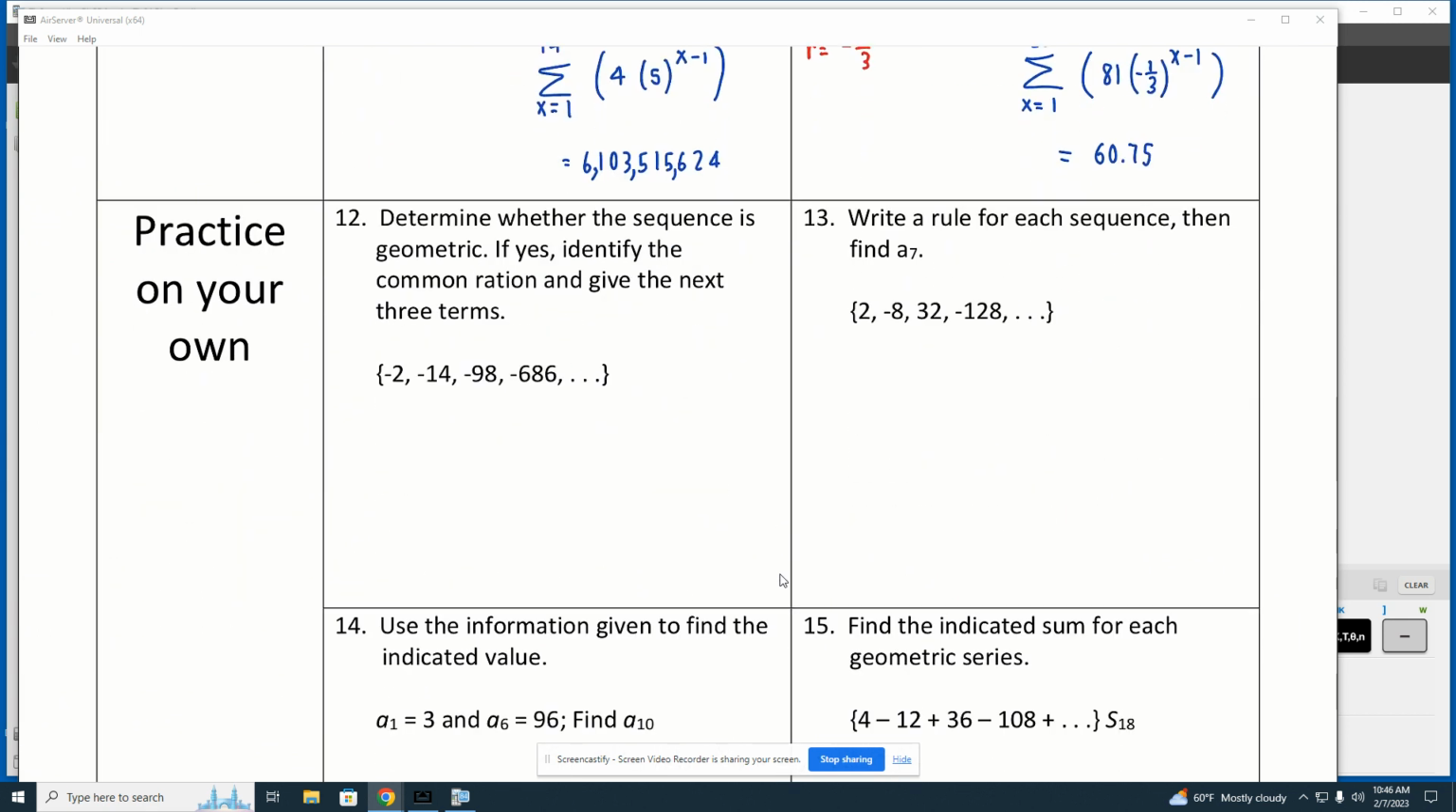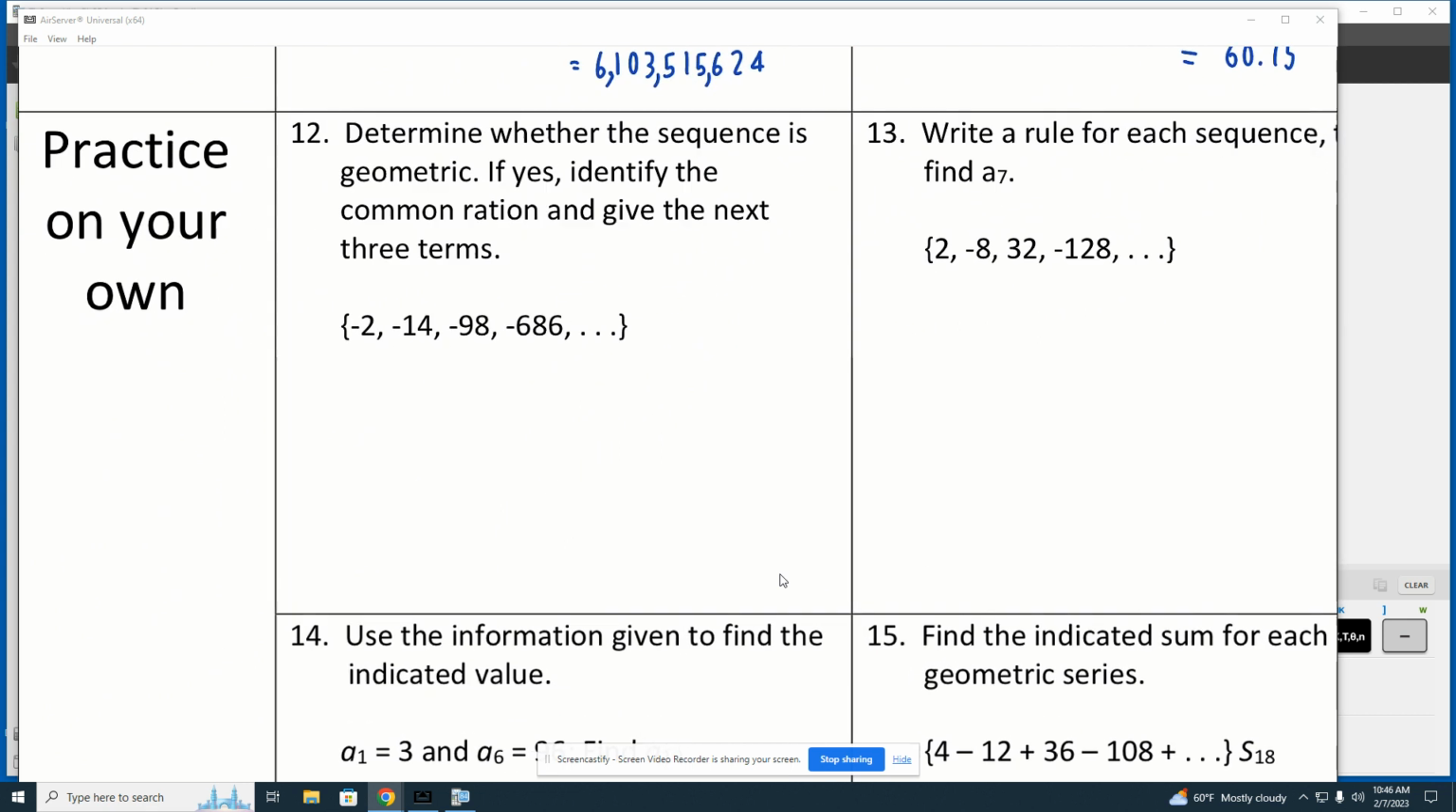So, I'm going to go through these real quick. These are the 4 types of questions you're going to have on your homework. First one, determine whether it's geometric. And then if it is, we'll give the next 3 terms. So, let's try it. Let's take the second term. What's the second term? And we're going to divide it by the first term. What's the first term? Well, negative 14 divided by negative 2 is 7.